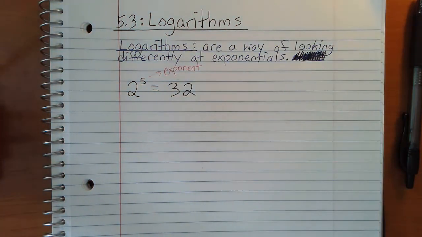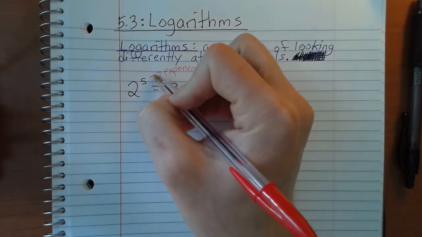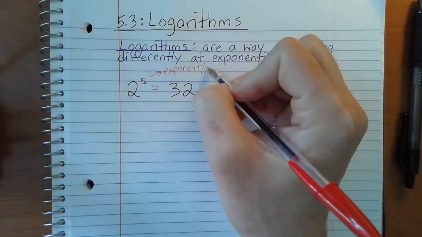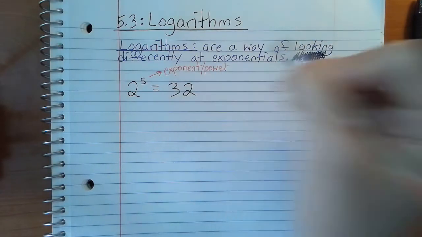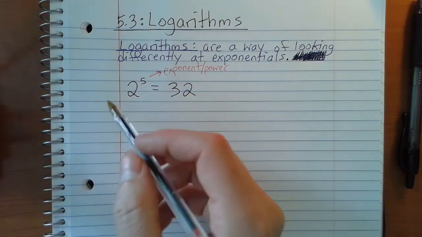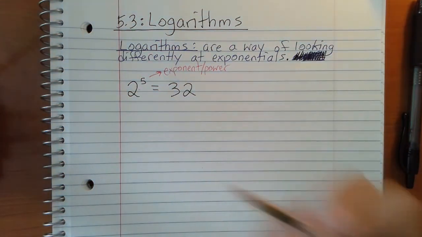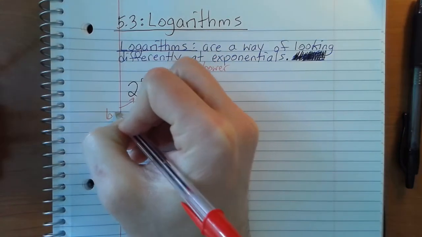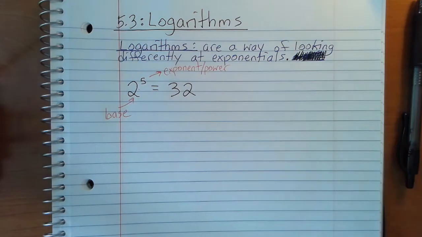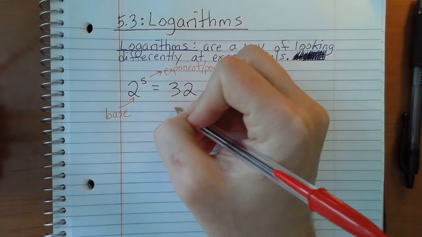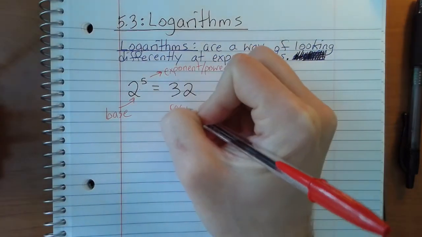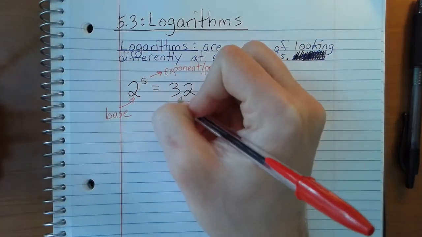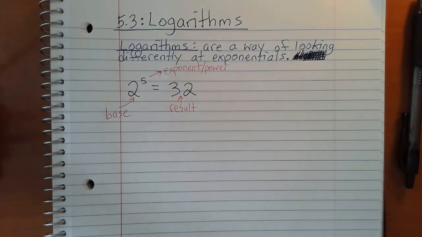We also could give it different names like an index or a power. We'll write power here. The 2 on the bottom, well, it's on the bottom, so we know that's called a base. And the 32 is the answer or the result. And we're going to go with result as a word here to represent what we get at the end of an equation.